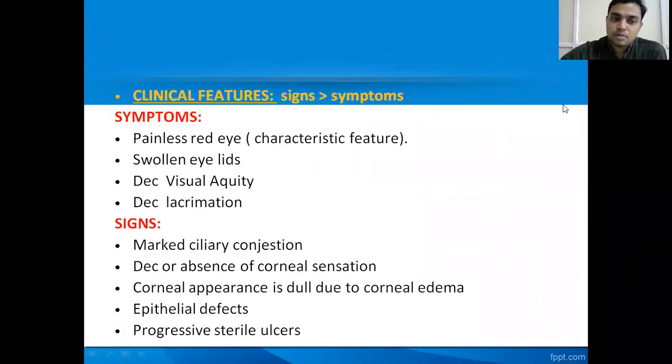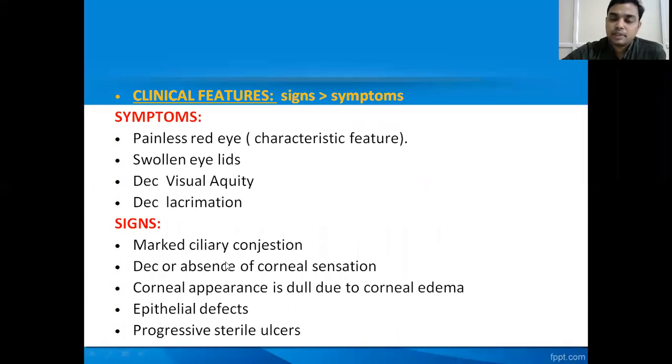So what are the symptoms we see in neurotropic keratopathy? Because of decreased sensation of the cornea, the patient has no pain. Even in any case of ulcer, the patient may have some pain, but here the patient does not have any pain because of the damage to the corneal nerves. The lids are swollen, and because of the ulcer and corneal edema, there is decreased vision and decreased lacrimation. Because of the decreased corneal reflex, there is decreased lacrimation.